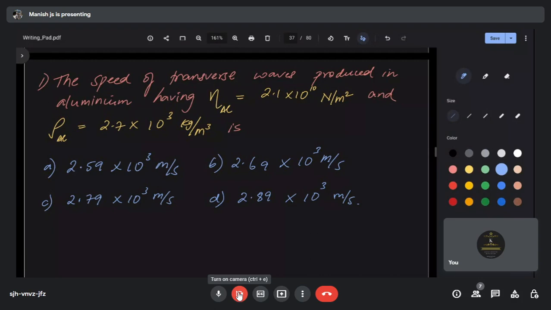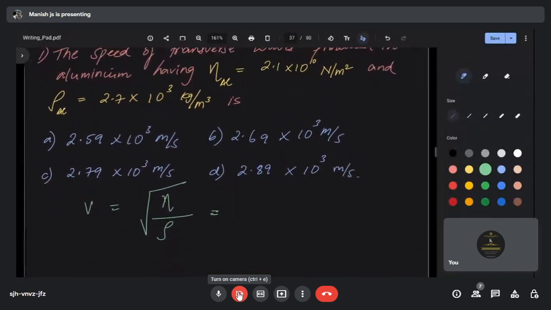Yes. How much are you getting? What is the formula? Which formula will we use? V is equal to under root rigidity modulus divided by density. We just have to use it correctly. So what is the formula coming?